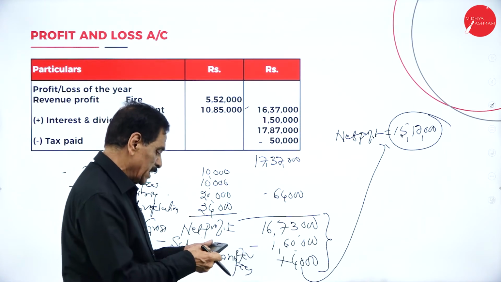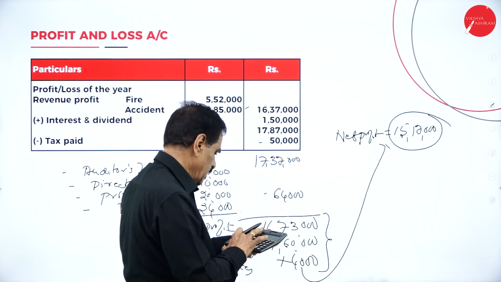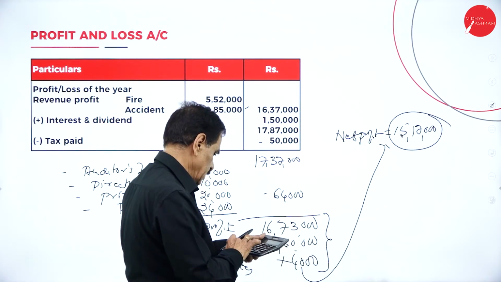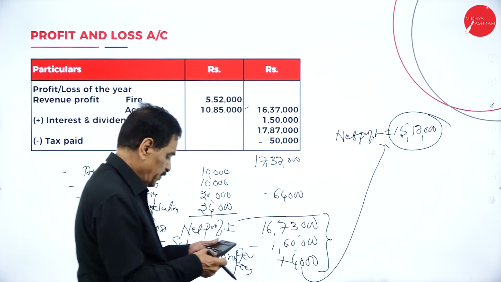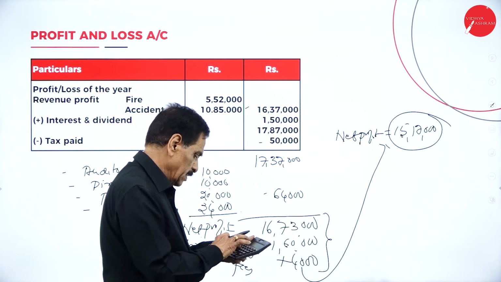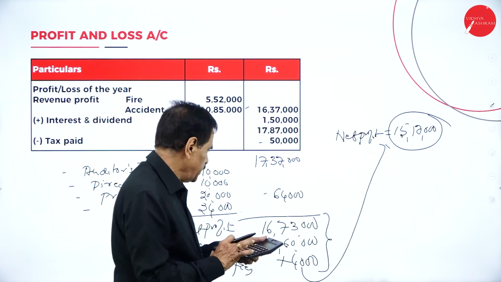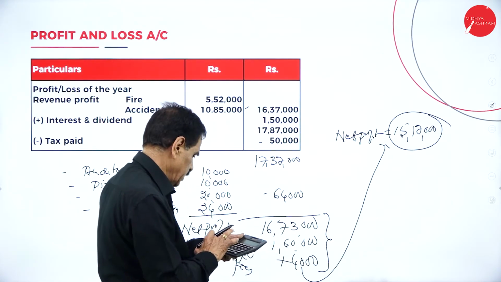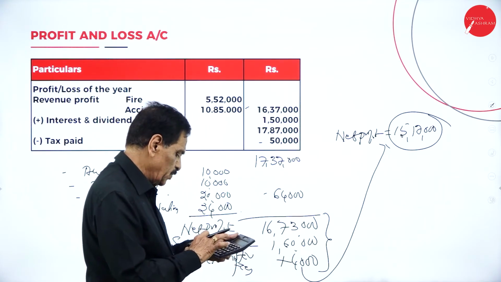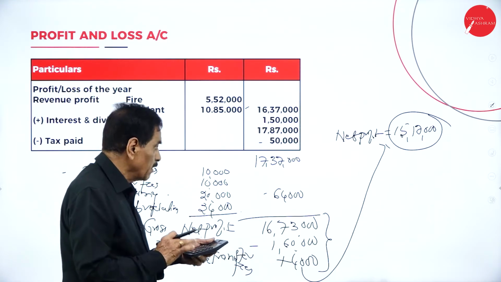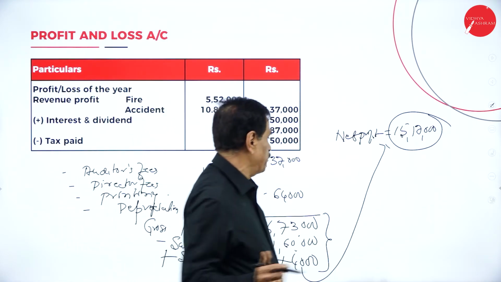That is 16,73,000 minus 1,60,000 plus 4,000. 16,73,000 minus 1,60,000 plus 4,000. 15,17,000 is the net profit.